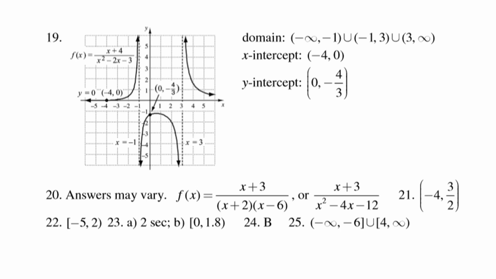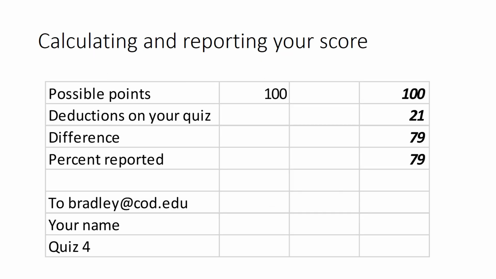So here's how you calculate and report your score. There were 25 numbered problems, each worth 4, so it's a total of 100 points. So what you do is you count the deductions that you made on your quiz, you subtract those from 100, and that difference, divided by 100, is the percent that you report. Let's look at a hypothetical example. Suppose this hypothetical student deducted 21 points. If I subtract these two, they get 79, and 79 over 100 is 79%.